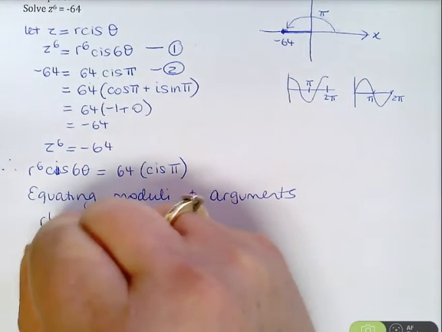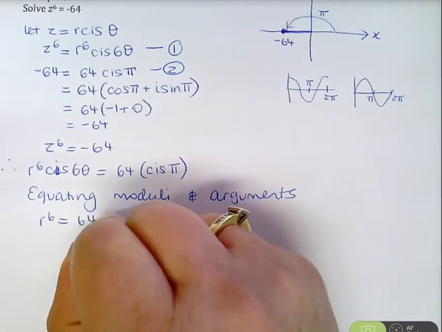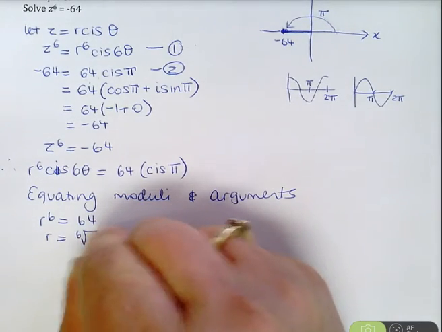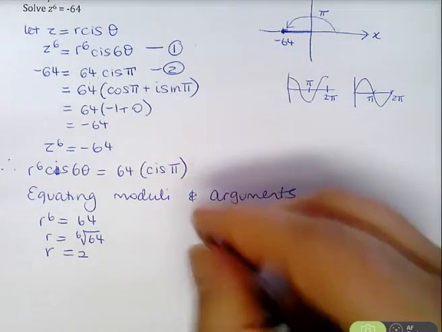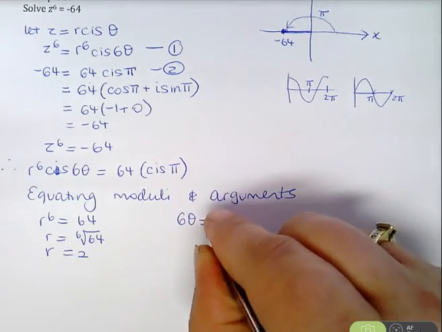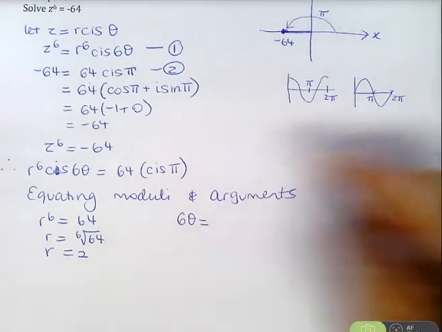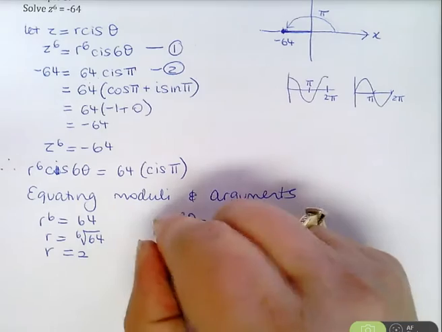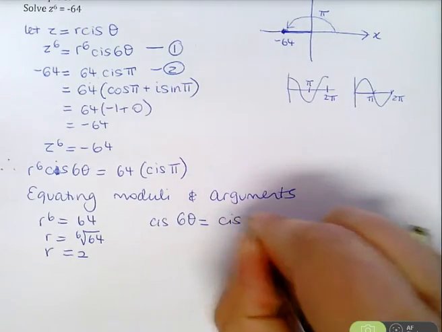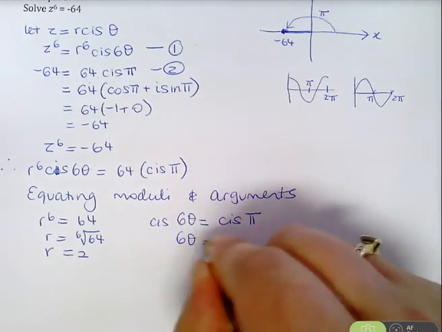Equating the moduli, I've got r to the power of 6 equals 64. Therefore, r is the 6th root of 64, which is 2. Equating the arguments, I know that cis 6 theta equals cis pi, right? Cis pi. Therefore, 6 theta.